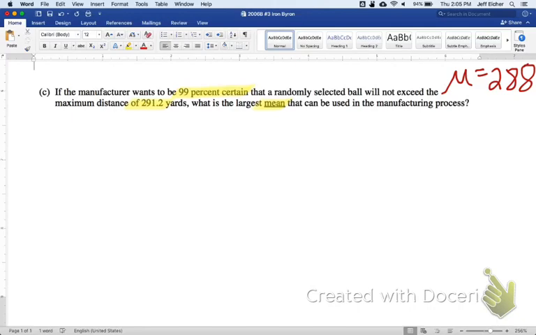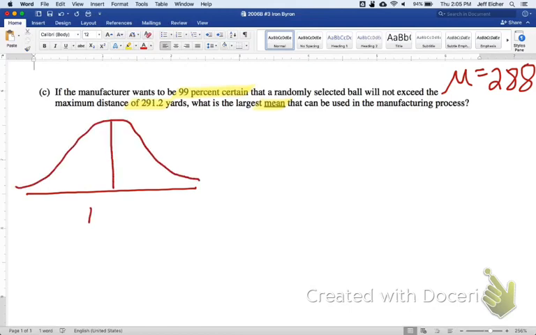So let's just start with a picture. We have a normal distribution. We're told in A that these are normally distributed, and we don't know the mean. We still have the standard deviation is 2.8. That was told above.